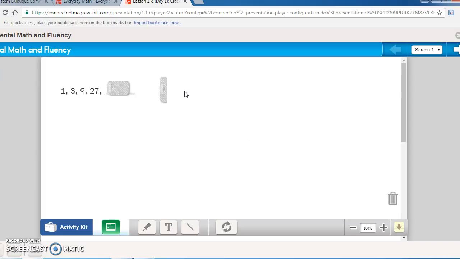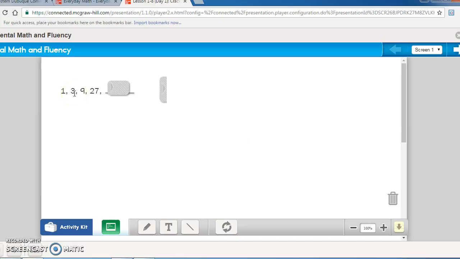Give the next number in this sequence and share your reasoning with a partner. You should be looking at how does 1 become 3? Well, it could become larger by adding 2. But then 3 plus 2 is not 9, so that can't be my answer. Well, how else can 1 become 3?